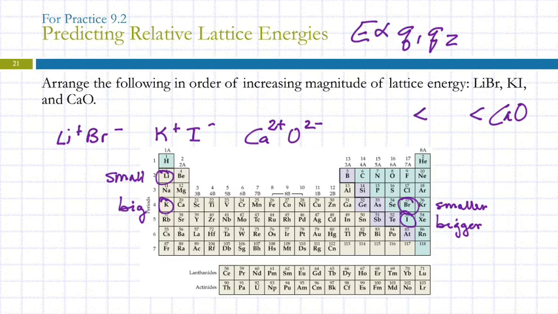I'll write it down over here. The energy is proportional to 1 over R, the distance between them. Big distance, small energy. So this has the big distance, so smaller energy. This has the smaller distance, so the larger energy. So the lithium bromide is in the middle, and the potassium iodide is the lowest. Any questions?